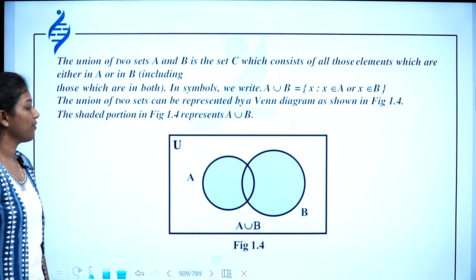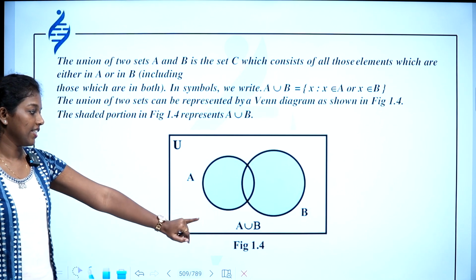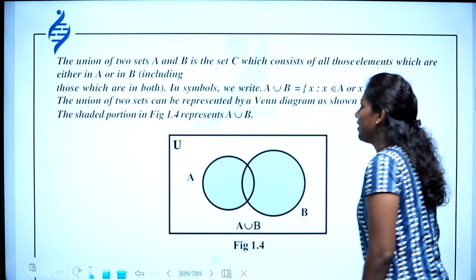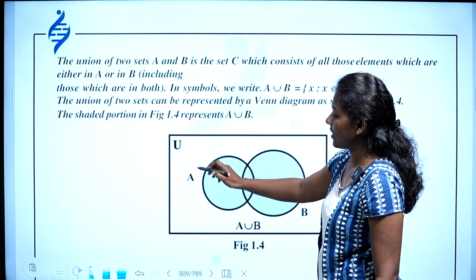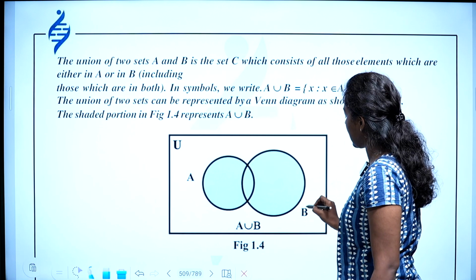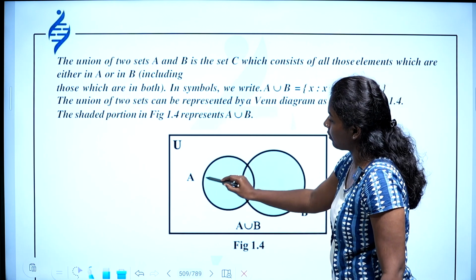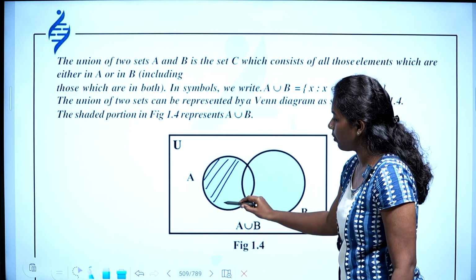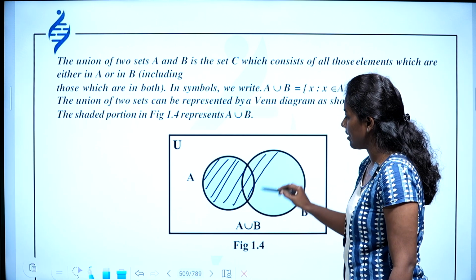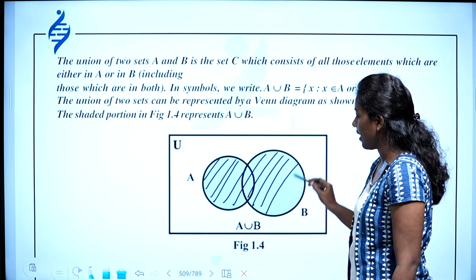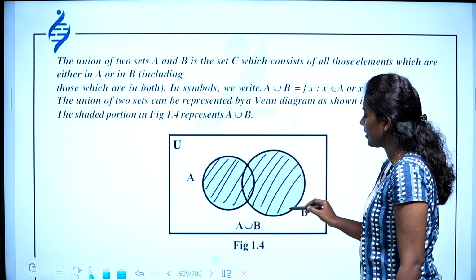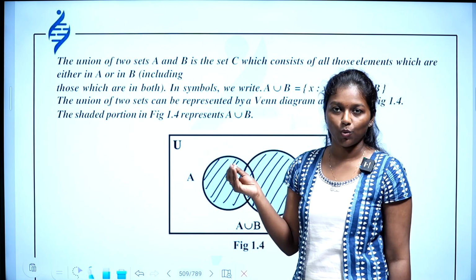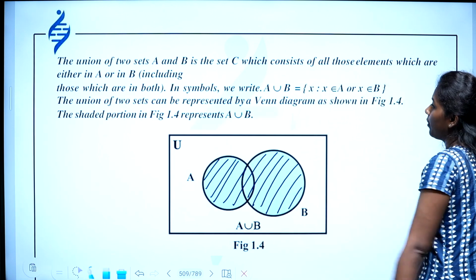Then the union of two sets can be written like this, or the Venn diagram of A union B is like this. As I have said, this is our universal set and this is our set A, this is set B, and A union B means you have to write all the elements like A, then the elements which are common to A and B, then the elements in B. So this forms A union B. The portion which is shaded, the things given in blue color, this forms our union.